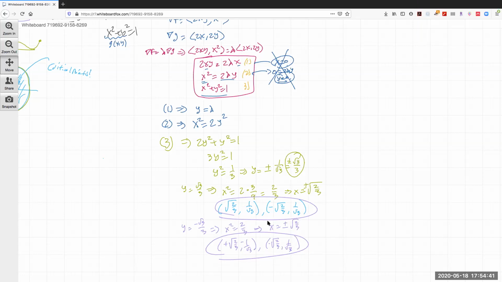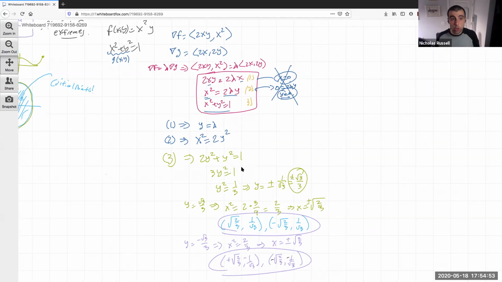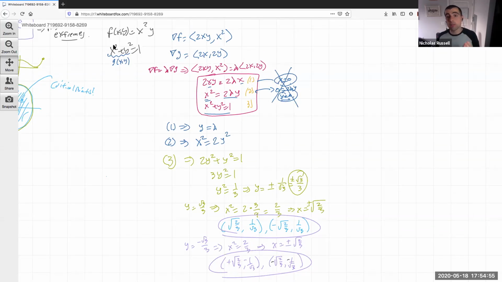For the last point, is that negative square root of 2 over 3? Yeah, that's a negative. Okay, thanks. For both of them. Oh, for both, yeah, there's a negative there and a negative there. Yep, thank you. So then what we do is we plug these guys into our function f, which we want to maximize.